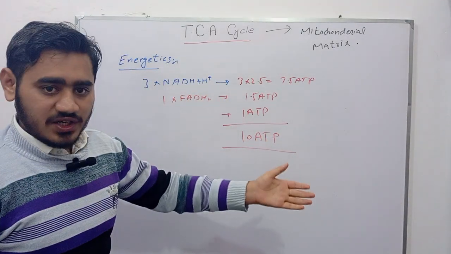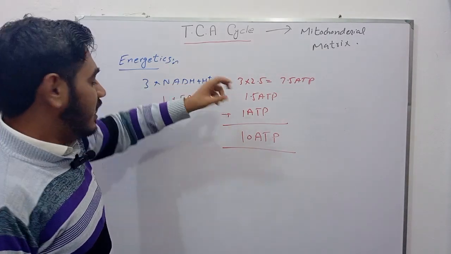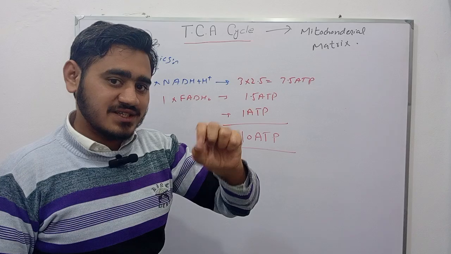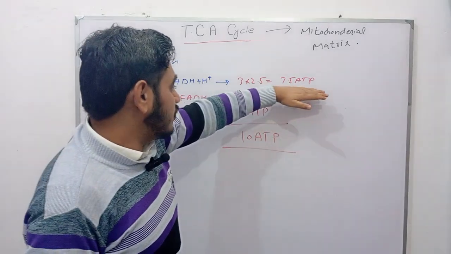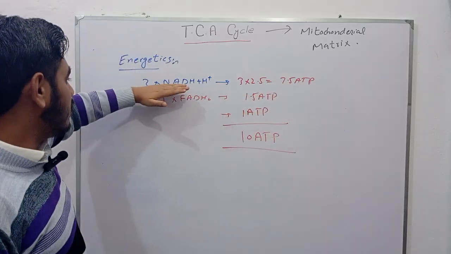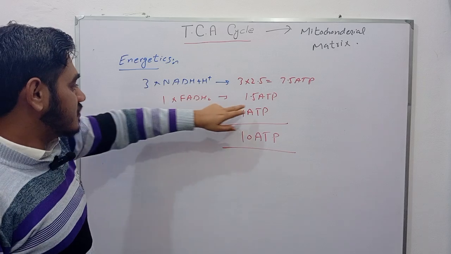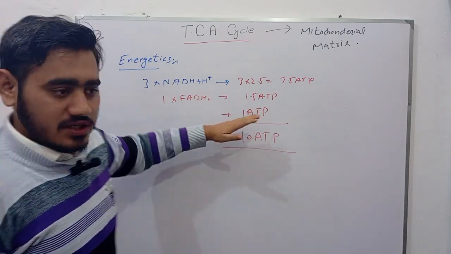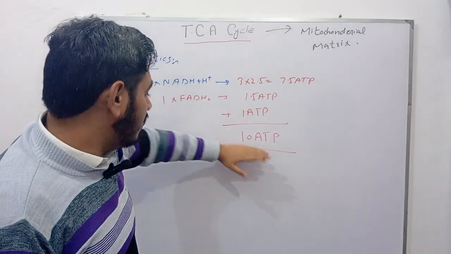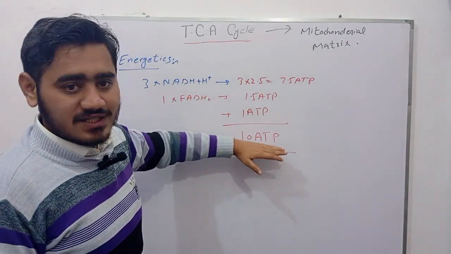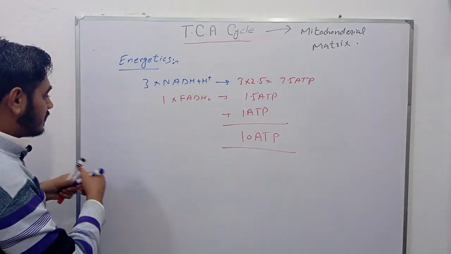As we discussed earlier, in TCA cycle there is production of three molecules of NADH and H plus, and one molecule of NADH and H plus in electron transport chain gives 2.5 ATP. So there is production of 7.5 ATP from three molecules of NADH and H plus. One molecule of FADH2 gives 1.5 ATP, and there is 1 ATP from the substrate level phosphorylation step. So total amount of ATP from one molecule of acetyl-CoA is 10 ATP. Okay. Now coming toward the inhibitors of TCA cycle.